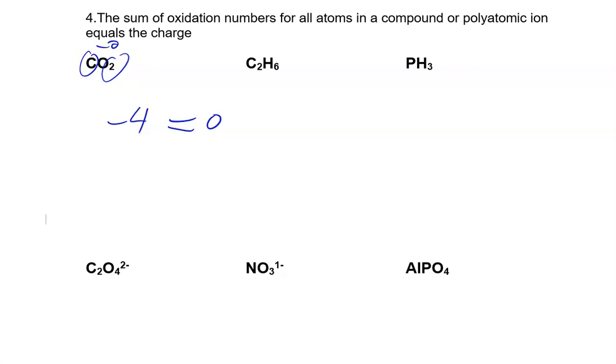And therefore, we don't know what it is, and therefore we call that X if we're in math class. Okay, solve for X. X equals a +4. And so the oxidation state for carbon in this case is a +4.